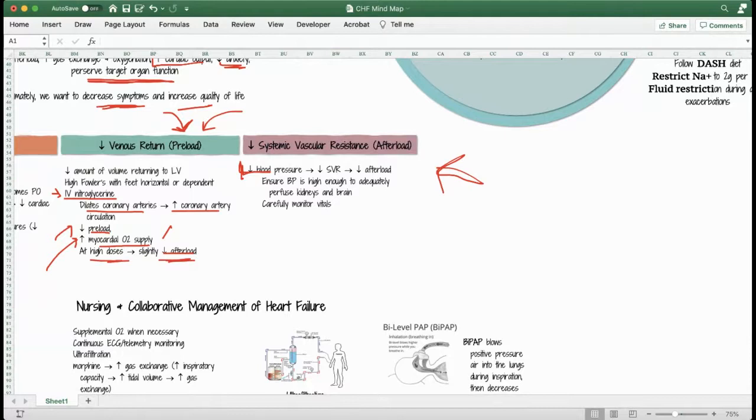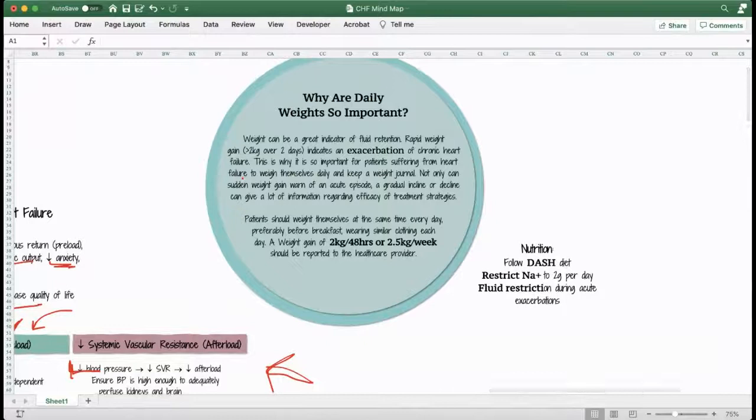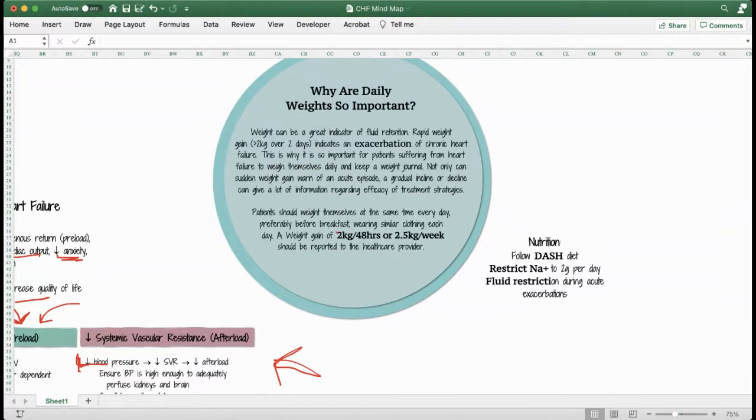Weight management, we talked about, so important. It can indicate an exacerbation. What's really important to know out of all of this writing is what these warning signs are. Just know that if somebody gains 2 kilograms over 48 hours or 2.5 kilograms in a week, that can be a sign of an exacerbation and it needs to be reported to the healthcare provider.